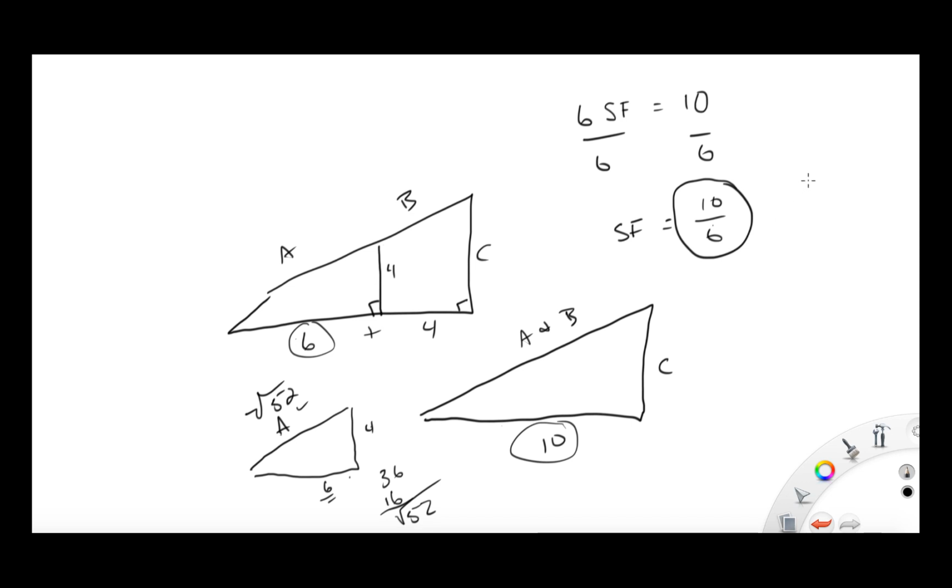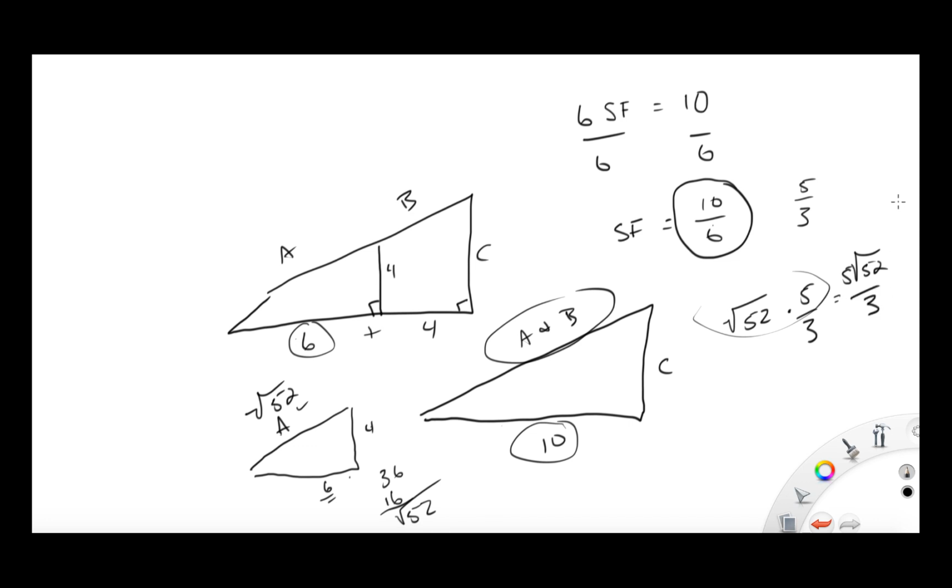Well, 10 over 6 reduces to 5 over 3. So I want this whole thing: the square root of 52 times 5 over 3. Can we do that? Well, yeah, we can. So this right here is going to equal 5 times the square root of 52 over 3.